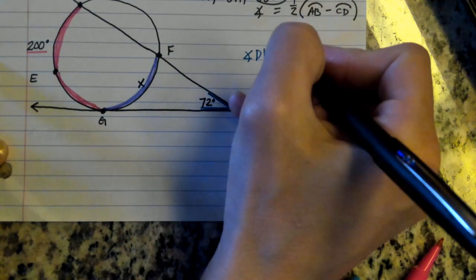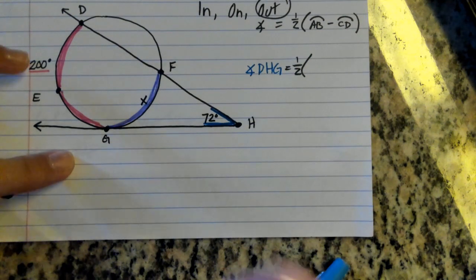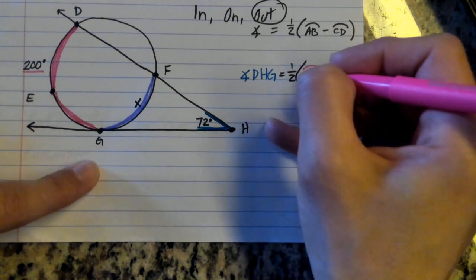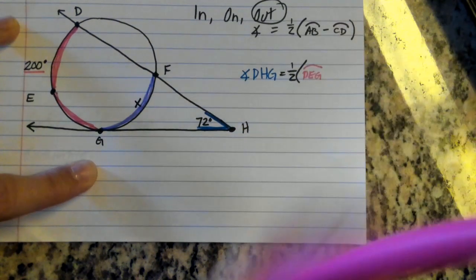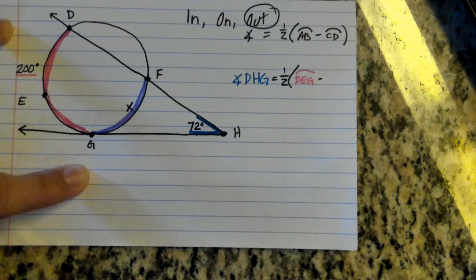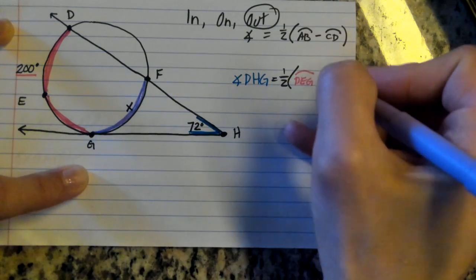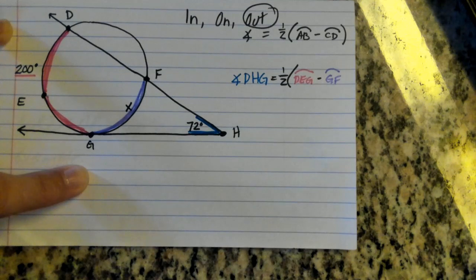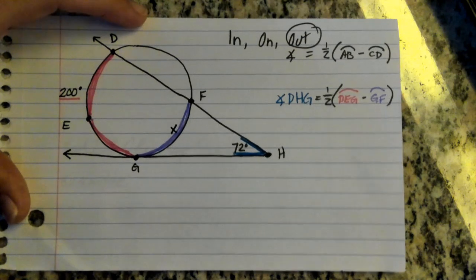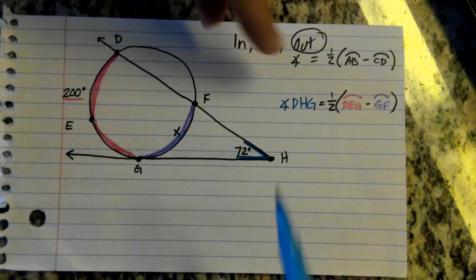That will be equal to 1/2 of the bigger arc, the major arc here. In this case it is a major arc, DEG. Because we are outside, we are subtracting. We are then going to subtract arc, I think in the notes I call it GF. All right, so this is what we're going to substitute in for. And you guys who see my videos know I love the colors. It really helps. So let's go ahead and start plugging in.